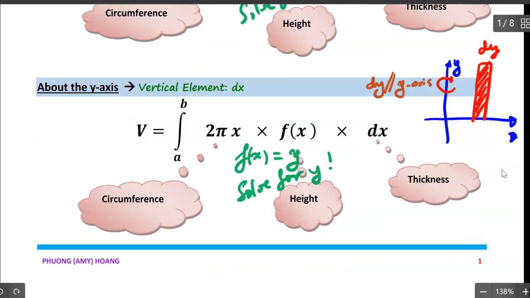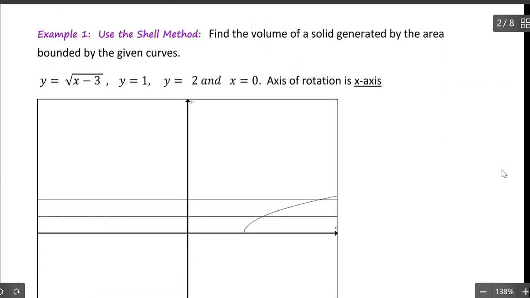Okay, so let's work with an example. This example says to use the shell method to find the volume of a solid generated by the area bounded by the given curves. Even though it's a straight line, I just have to call it the general term, a curve, because honestly, a straight line in calculus is a curve made of tiny points connected together to make a function. So it represents the same thing in mathematical terms.